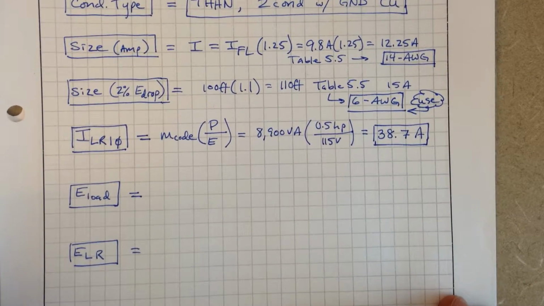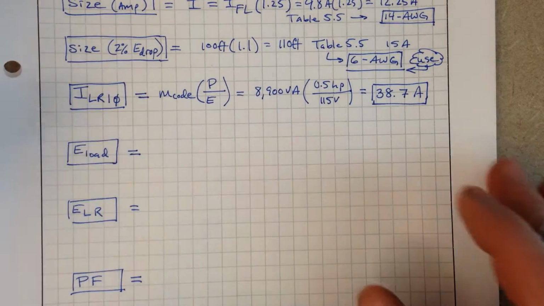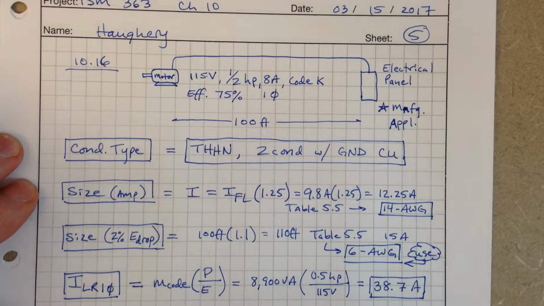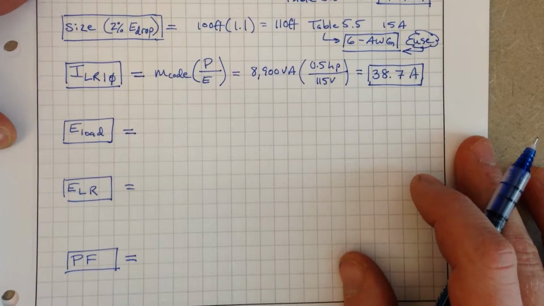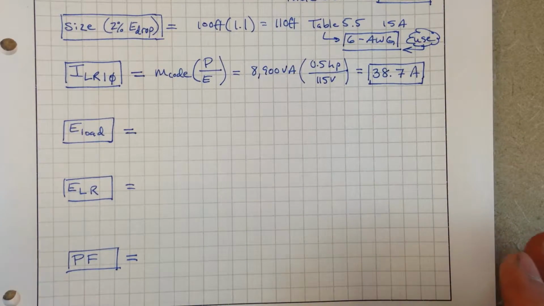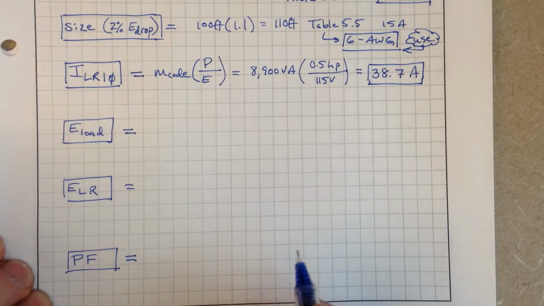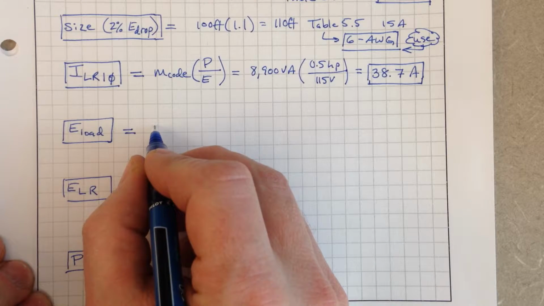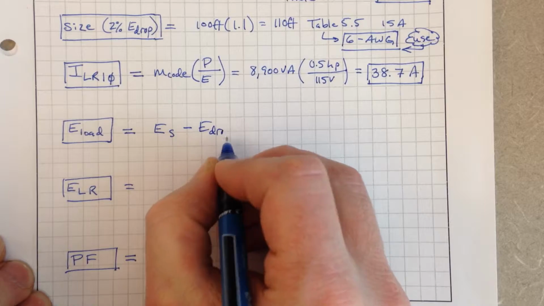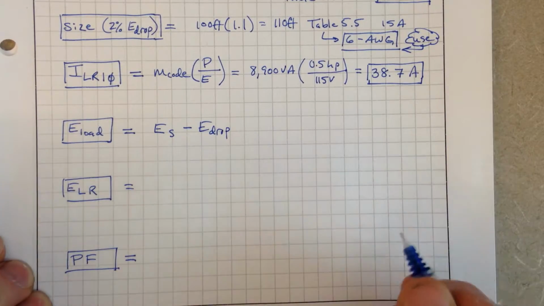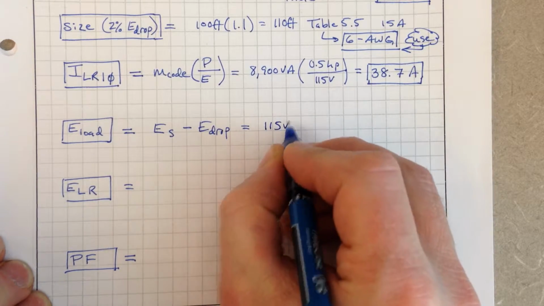So now let's move down to what is the voltage on the motor, on the load. Okay, it's 100 feet away. I've applied 115 volts from the panel. What actually gets applied to the motor after I drop voltage over the conductors? So my voltage at the load is going to equal the source voltage minus the voltage drop in the line, right, in the conductors. I know that my source voltage is 115 volts.